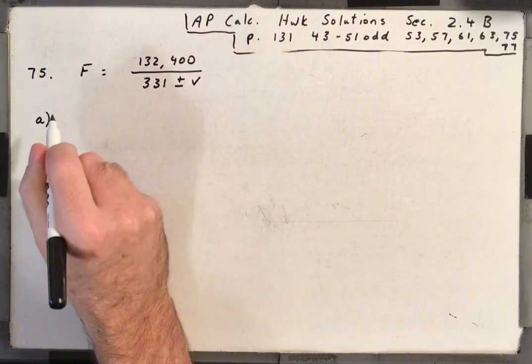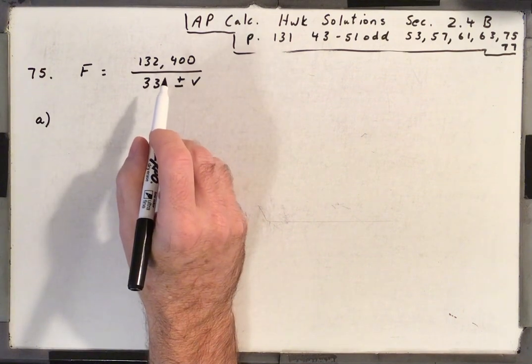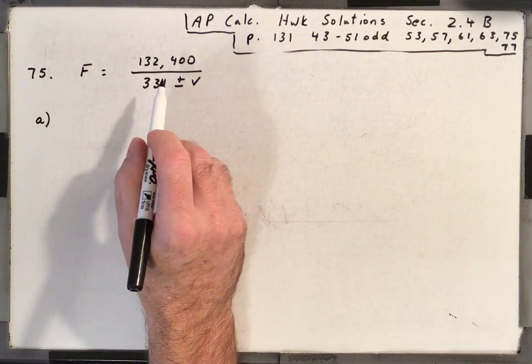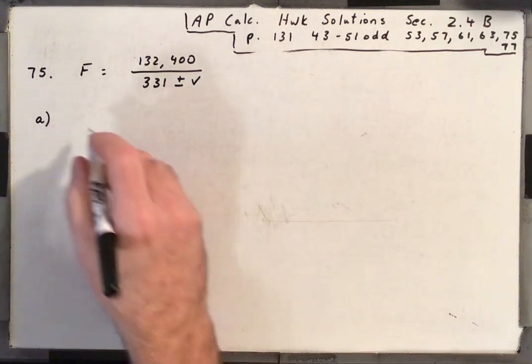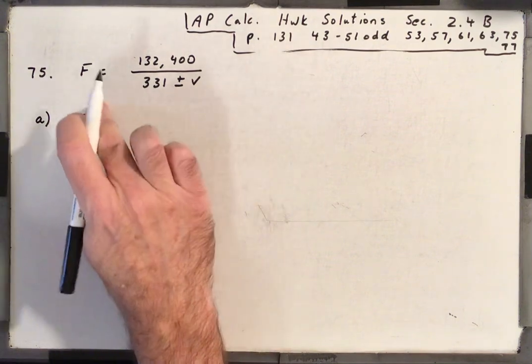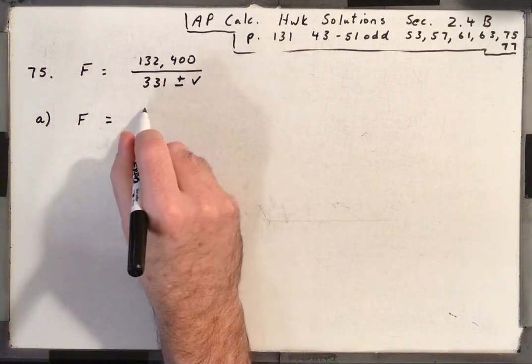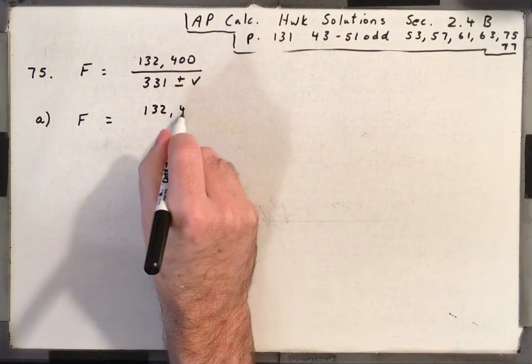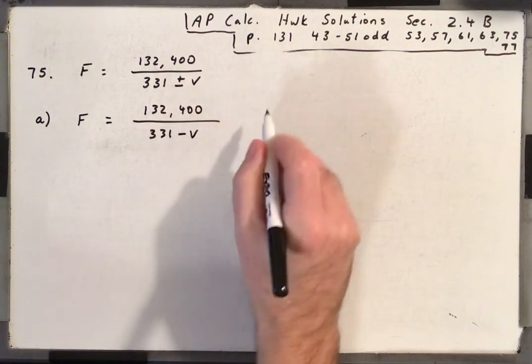So part A says we're going to use the minus part. We want to find the rate of change at 30 meters a second. So f prime, this time we're using minus v. So f is 132,400 over 331 minus v.